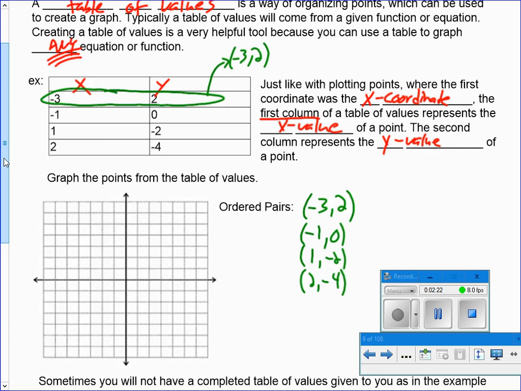And then if I want to graph those, we did this yesterday. So graphing -3, 2, where I think about what we did yesterday, first coordinate -3. So I'm moving left 3, and then up 2 because of +2. Same idea, -1, 0, I'm moving left 1, not moving up at all. 1, -2, I'm moving to the right 1 and down 2. And then 2, -4, I'm going to move to the right 2 and down 4.